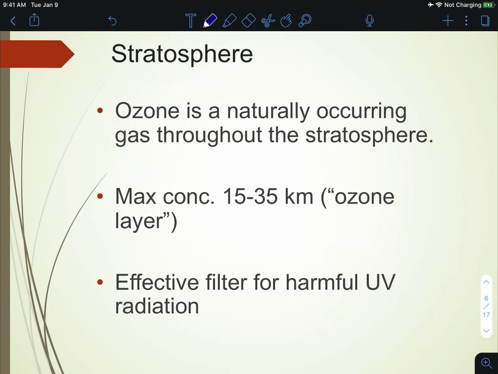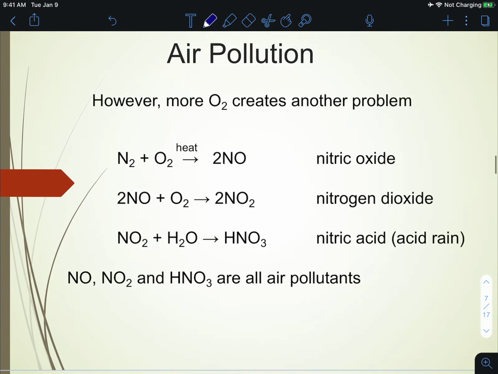Then characteristics of the stratosphere. That's where your ozone naturally occurs. It's roughly around 15 to 35 kilometers, and it filters out ultraviolet radiation. Now, in the air pollution, this first reaction here is really important. This is taking place anytime you burn fuel for energy. So it's taking place in your car. It's taking place when we burn coal. Because the atmosphere is mostly nitrogen, remember, and there's tons of oxygen there too.